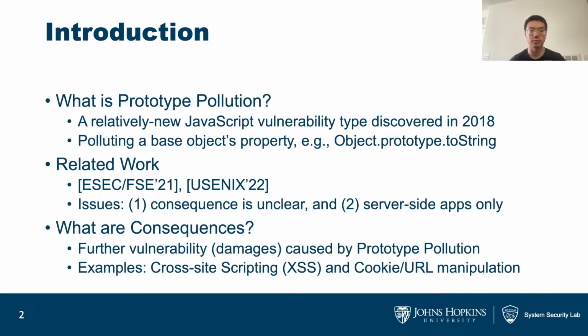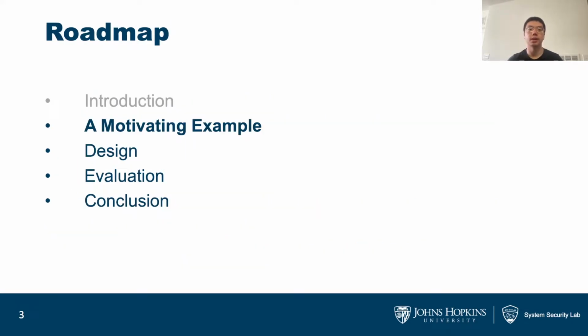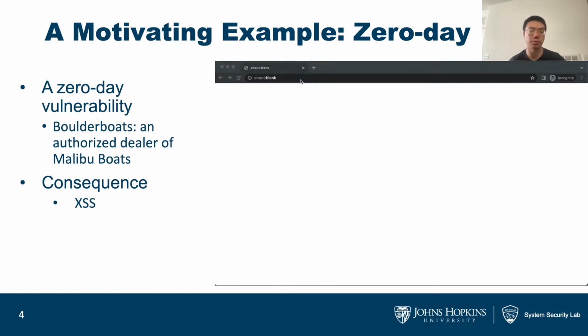Speaking of consequences, what are they? Consequences are further vulnerabilities or damages caused by prototype pollution after the adversary has successfully injected her malicious code through prototype pollution. Examples could be cross-site scripting, cookie manipulations, and URL manipulations. Now the question is, are those consequences caused by prototype pollution really practical in real-world websites? The answer is yes. Let's see an amazing, motivating example leading to cross-site scripting.